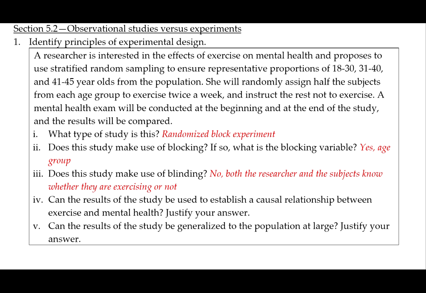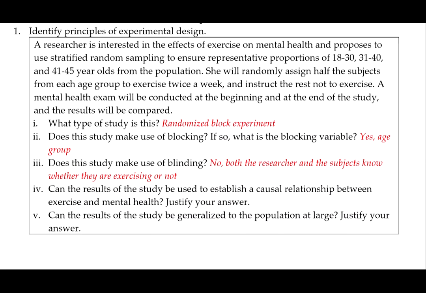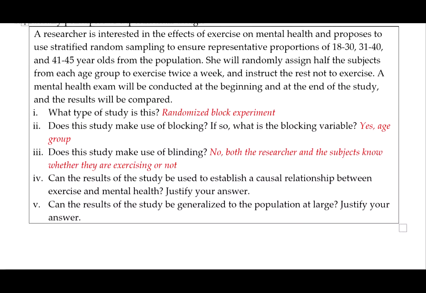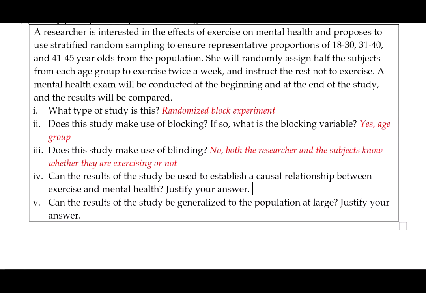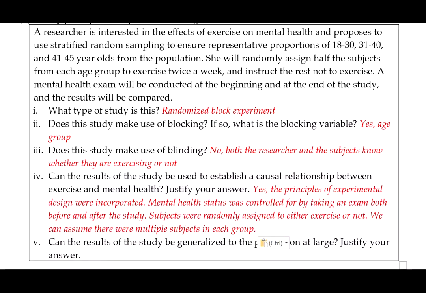Part 4 says, can the results of the study be used to establish a causal relationship between exercise and mental health? Justify your answer. In order to be able to establish a causal relationship between the explanatory variable and the response variable, in this case, whether or not they exercise and their mental health assessment, we need to satisfy the principles of good experimental design. In this case, we do. The principles of experimental design were incorporated.